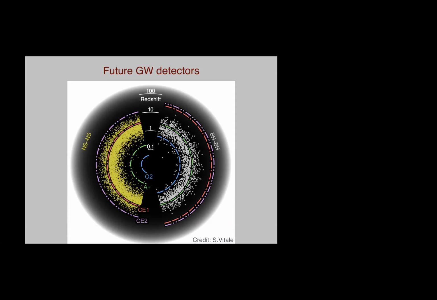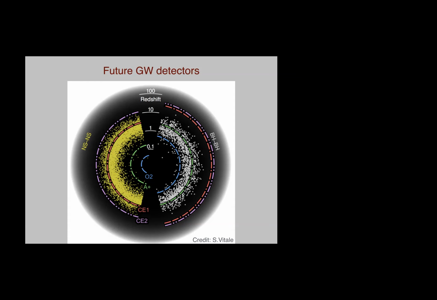And the reason is simple. The black holes are just more massive systems. It's easier to detect them. So if you go all the way to the lines noted by CE1 and CE2, which are future gravitational wave detectors, you can see that for black holes, you can already observe all the black hole mergers in the entire history of the universe. But you have a harder time doing this for neutron star binaries.